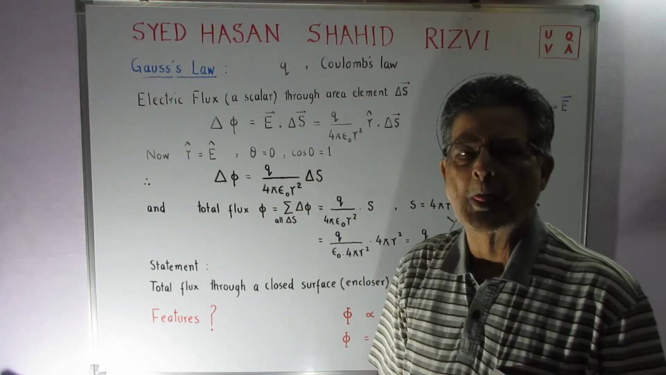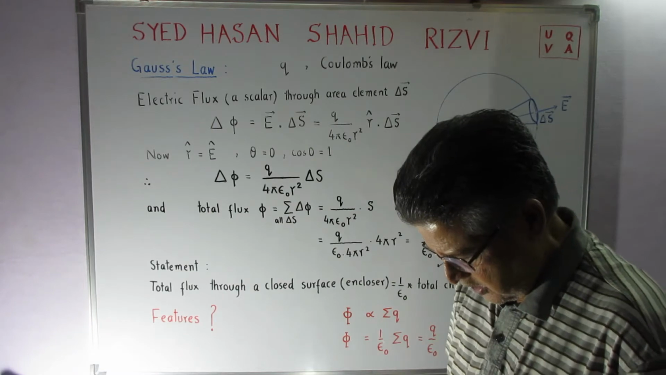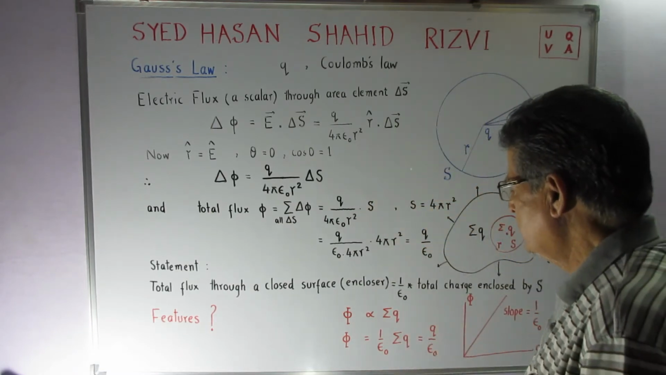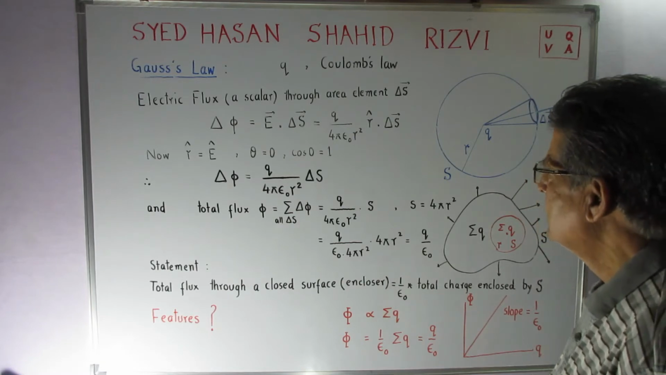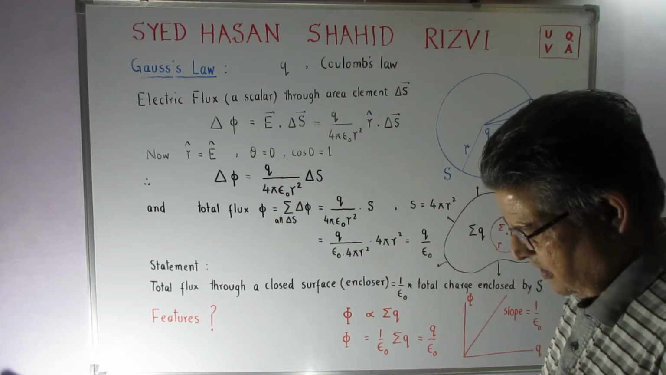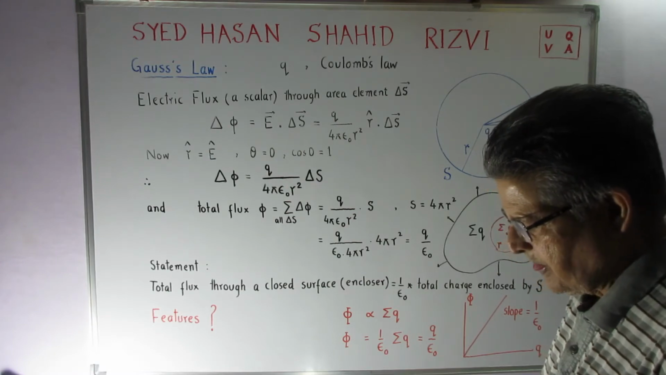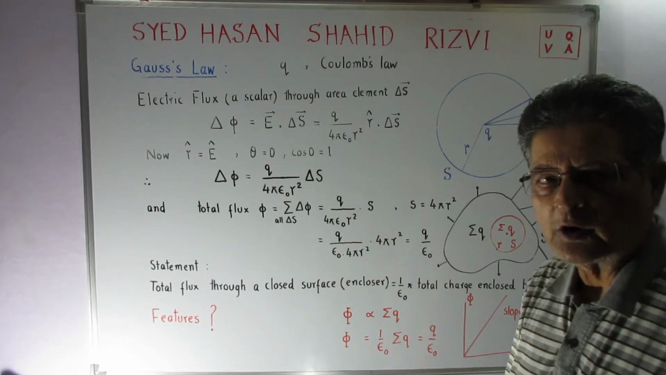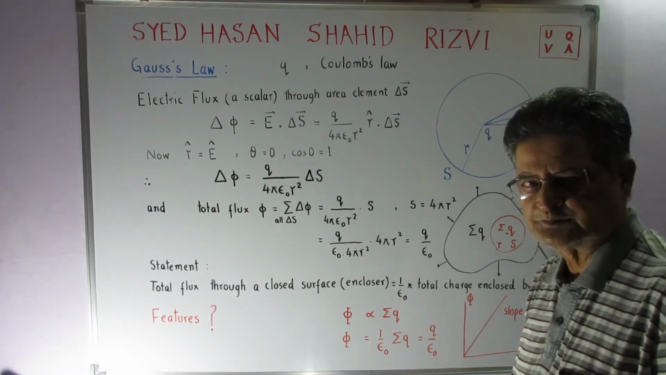Gauss's law, which relates the flux out from an enclosure to the total charge enclosed by the enclosure.